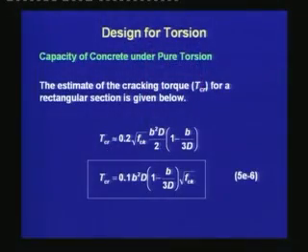The estimate of the cracking torque Tcr for a rectangular section is given below. This expression is obtained from the plastic theory, and Tcr is almost equal to 0.2 root over fck times b squared d divided by 2 times (1 minus b divided by 3d), which when simplified gives Tcr is equal to 0.1 times b square times d times within bracket 1 minus b divided by 3d times root over fck. This is the expression of the torque that causes the first crack in the concrete member.